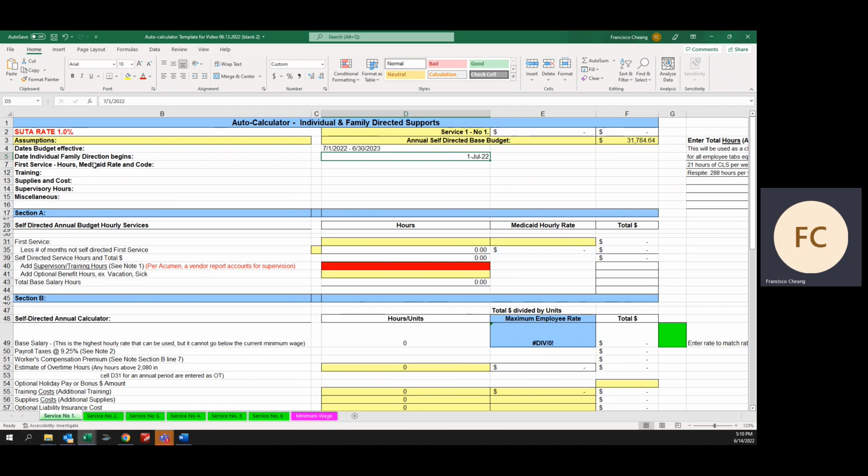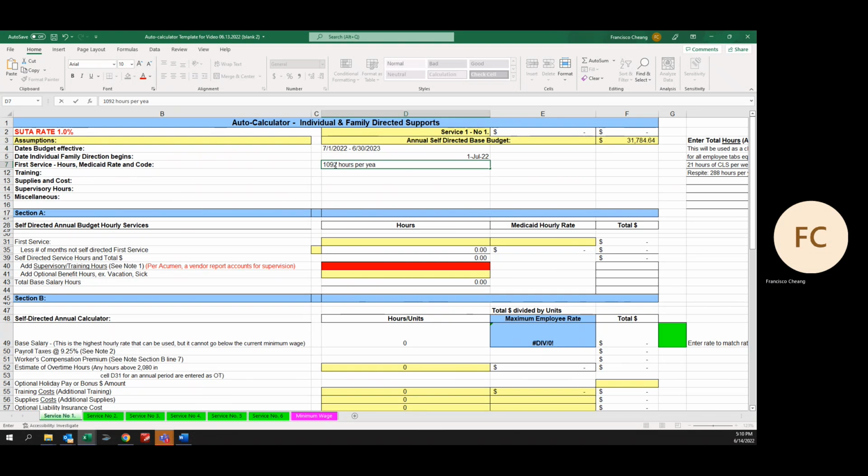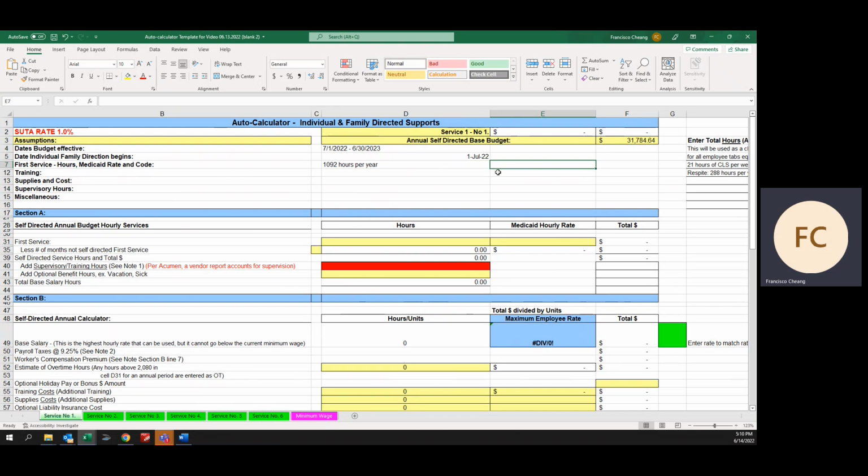Now, moving right down the list, we want to enter the same information from the ISP. So I'm just going to go over to my ISP here, and then I'm going to start entering these hours into my assumption section. So in here again, I'm going to put 1,092 hours per year. This is the part where you want to use your handy calculator.